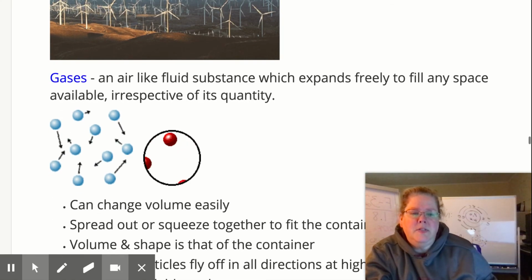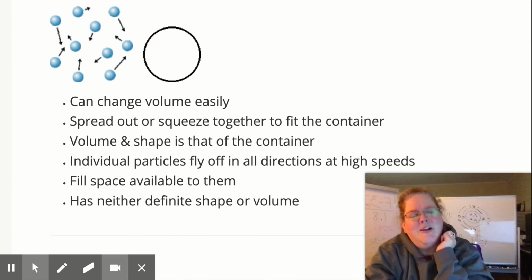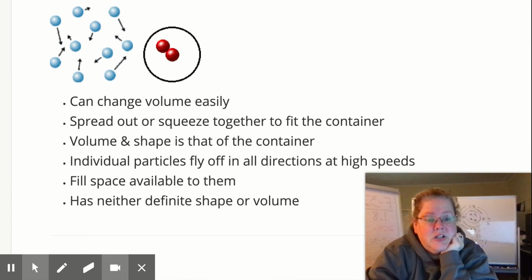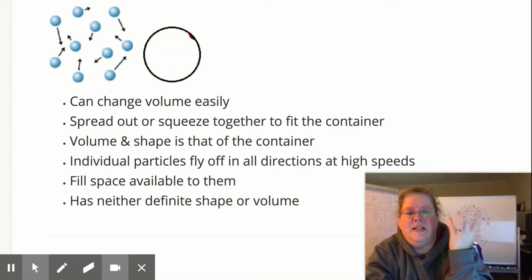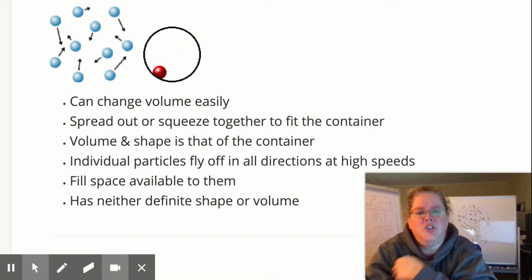So if we were in a classroom filled with a certain amount of space, the air takes the shape of that container, which is our classroom. And if we had it totally sealed and we released more compressed air, we'd have a greater density. So it would be possible. I mean, we don't have an airtight room, so that's not going to happen. But gases can change volume easily.